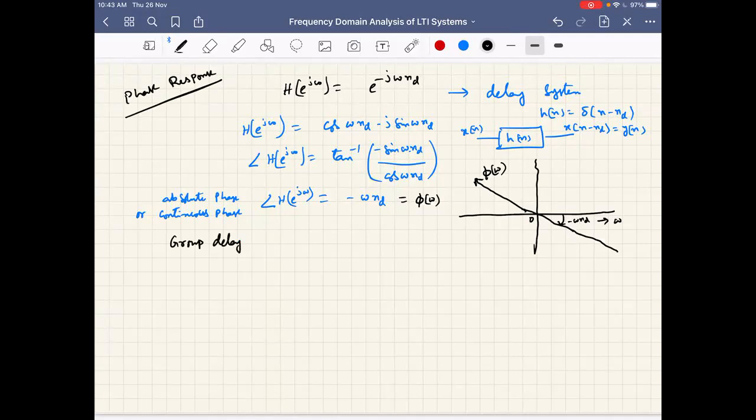Before we define the group delay, let us see the nature of this phase phi of omega. How is it looking? Is this linear in omega? The answer is yes, and hence it is referred to as linear phase. The system having this kind of phase response is referred to as a linear phase system.